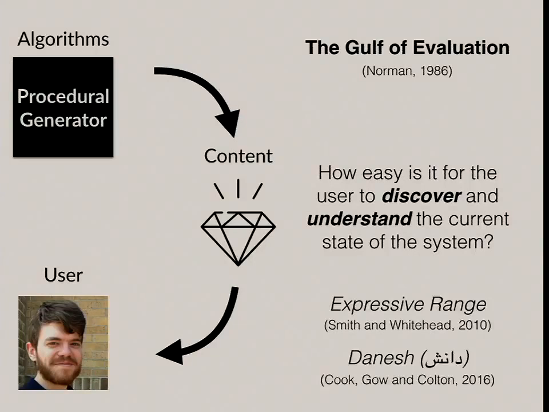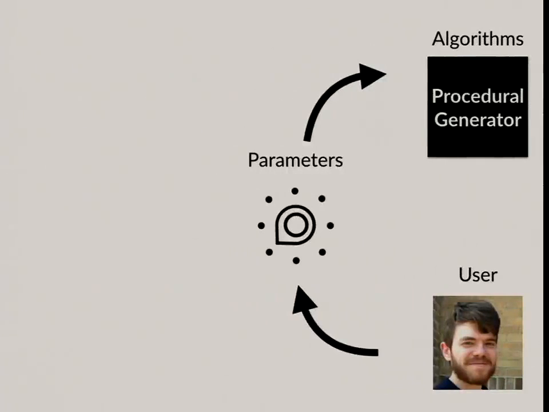And a lot of existing research into procedural content generation focuses on this problem, right? So things like expressive range analysis, which was Julian Smith's work from back in 2010, great paper, very influential. And our more recent work on a tool called Danesh, which was designed to automate some of these processes and do some fancy stuff on top. These are focusing on how can we help the user understand what their generator is doing. So it's visualizations, things like that. It's not interactions. It's just visualizations.